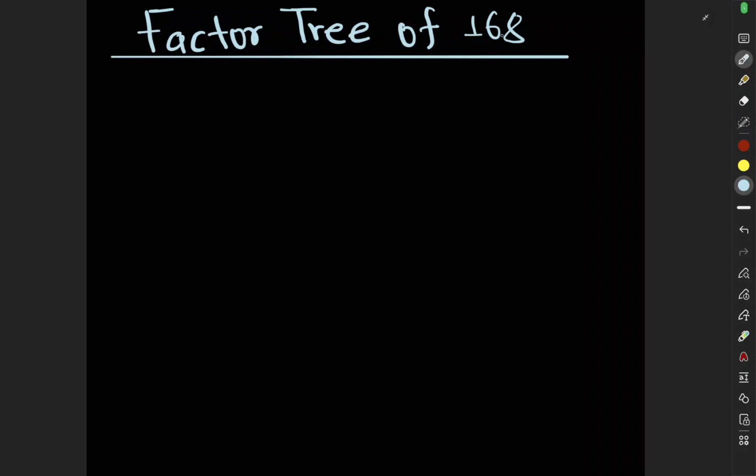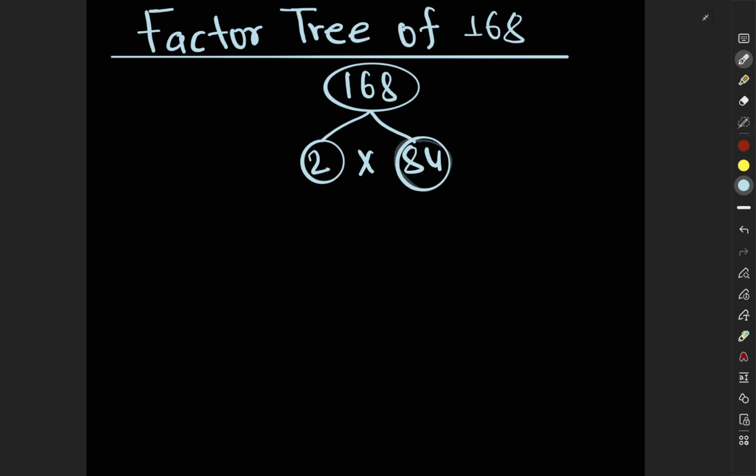Prime factorization of 168. So 168 can be written as 2 times 84. 2 times 84 means 168. And 84 can be written as 2 times 42. 2 times 42 means 84.